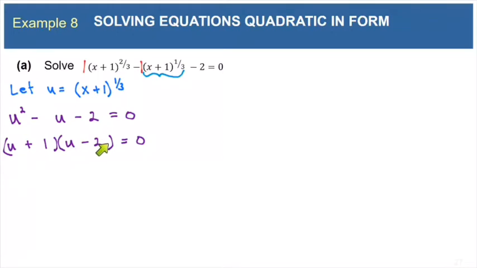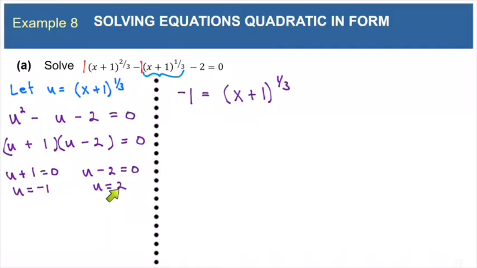If this times this equals 0, then one of these factors has to be 0. If u plus 1 is 0, then u equals negative 1, and if u minus 2 is 0, then u equals positive 2. Now don't stop here because it looks like we're finished, but we're not quite. These are the u values that solve this equation, but remember our job was to solve the original equation. So now we have to use this relationship to go from u back to x.